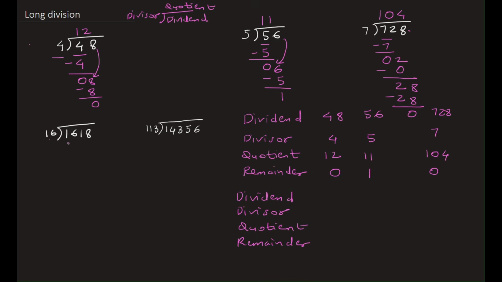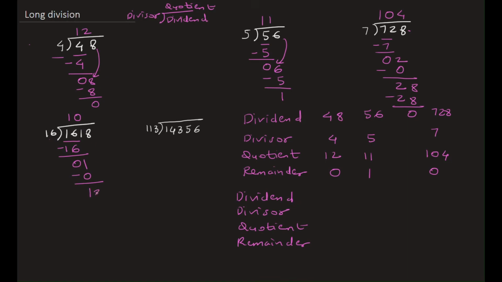Now I do another sum, 1618 divided by 16. So I consider the first digit of the dividend, which is 1. It is not enough for 16. So I consider the first two, which is 16. And 16 goes exactly once in 16. So I write 1 in the quotient space, multiply that 1 with 16 and subtract the product, I get 0. Then I bring the next digit down, which is 1, and which is not enough for the divisor. So I write 0 in the quotient space, multiply that with the divisor and subtract that product, which is 0, and the answer is 1.